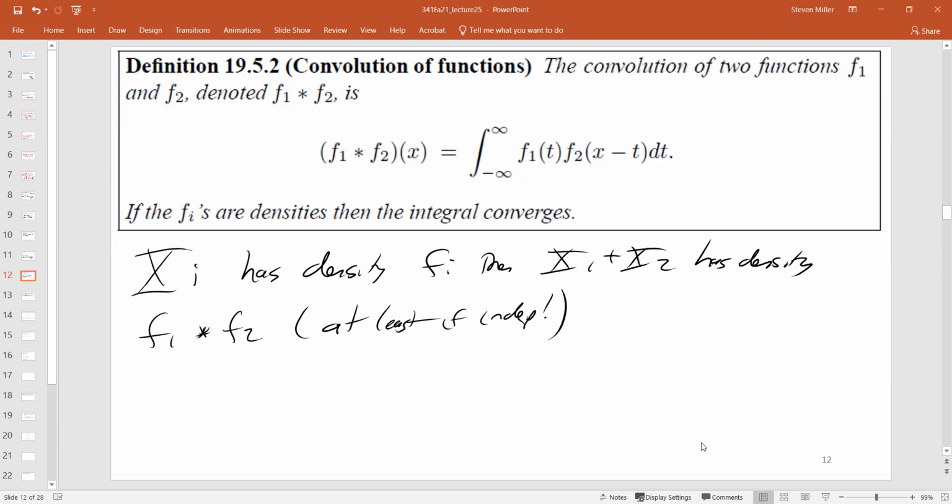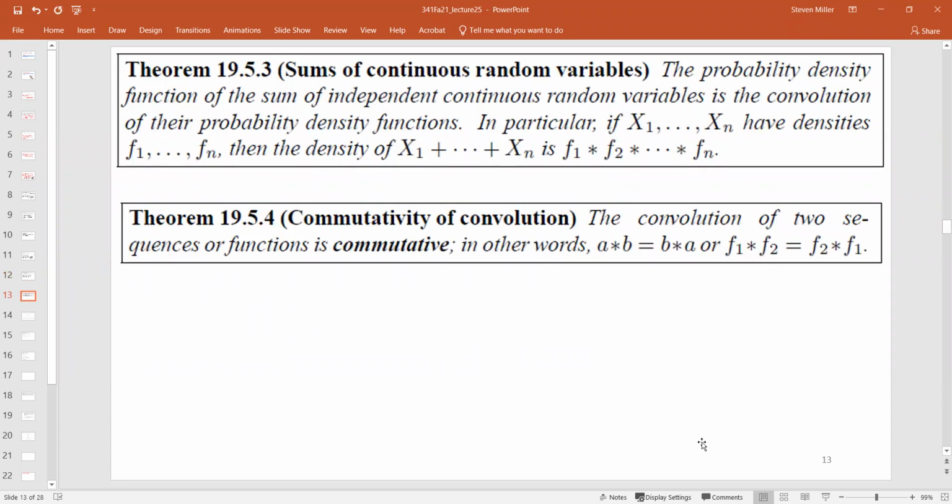And it turns out that this will always exist. So we have a way to write down the density of a sum. And then the non-shocking result is your sum of continuous random variables. The probability density function of the sum of independent random variables is the convolution of the probability density functions. In particular, if x1 through xn have densities f1 through fn, then the density of the sum is the convolution of the densities. We only proved this in the case of 2.